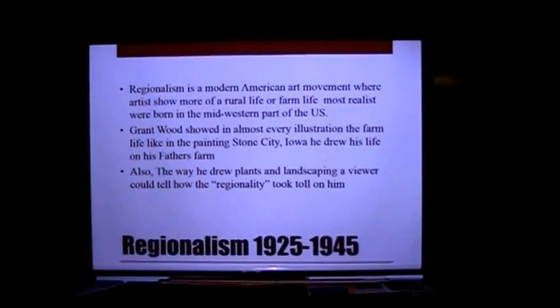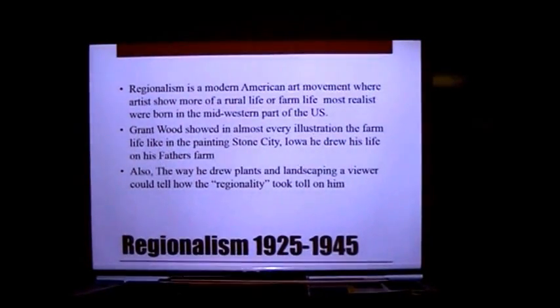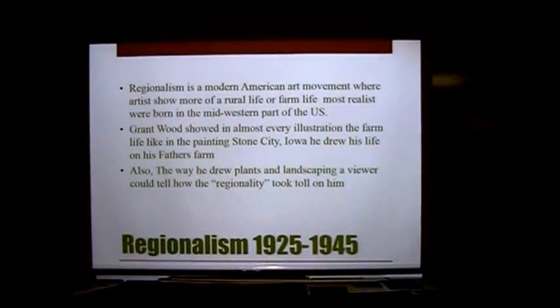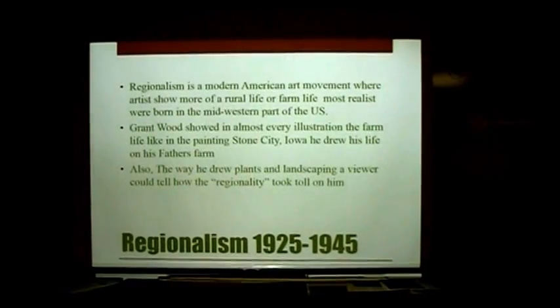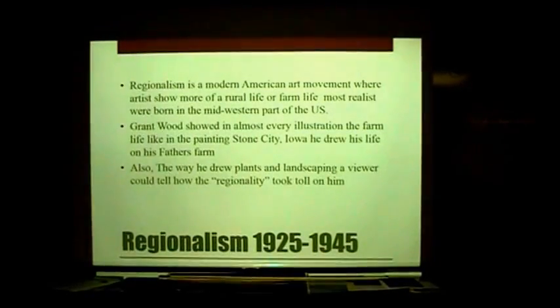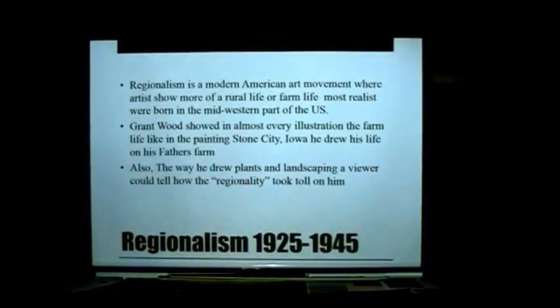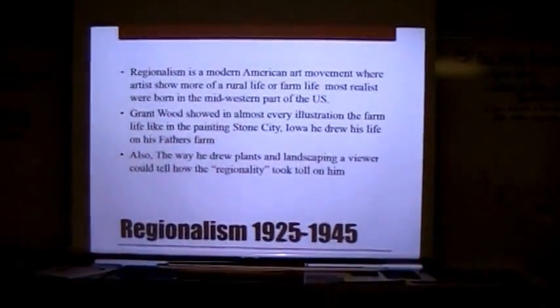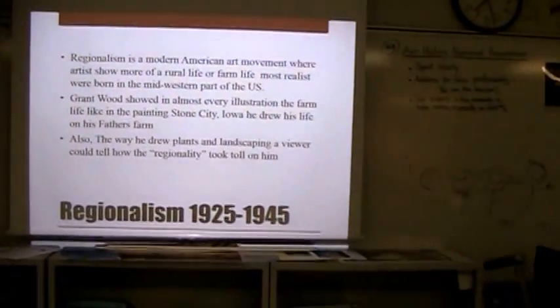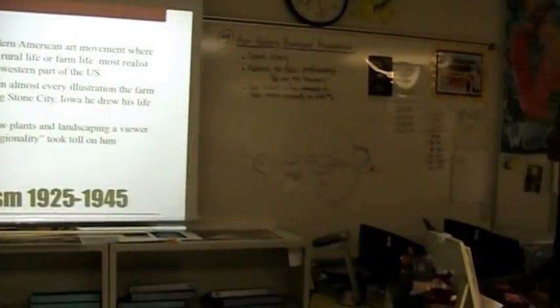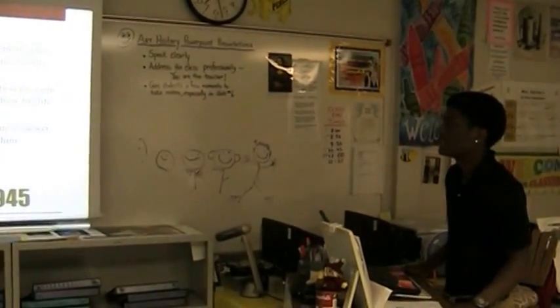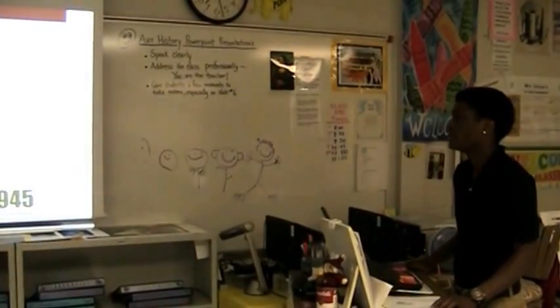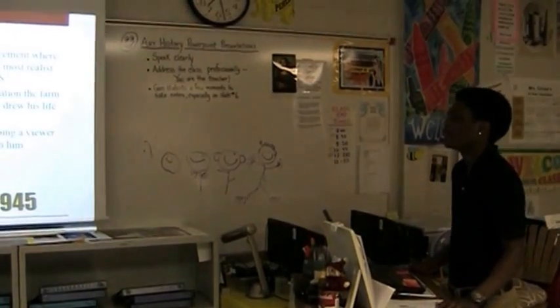The style of regionalism is a modern American art movement where artists show more of a rural life or farm life. Most regionalists were born in the Midwestern part of the U.S. Well, Mr. Grant Wood showed it in almost every illustration, like the farm life in the painting Stone City, Iowa. He drew his life on his father's farm. Also, in the way he drew plants and landscaping, a viewer could tell how the regionality, quote unquote, took a toll on him.